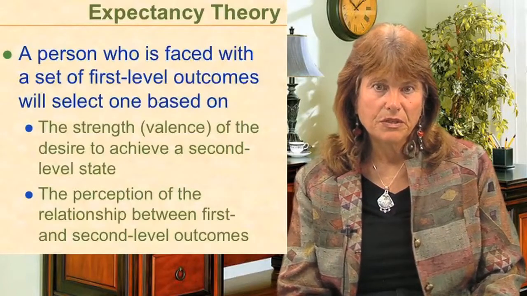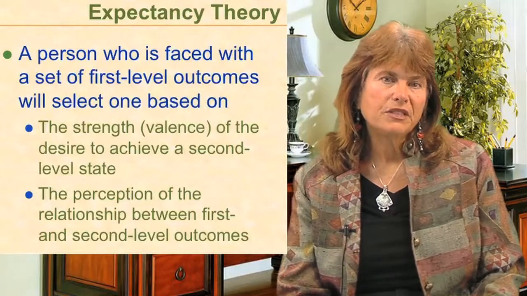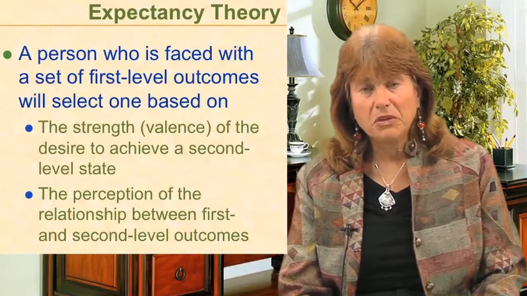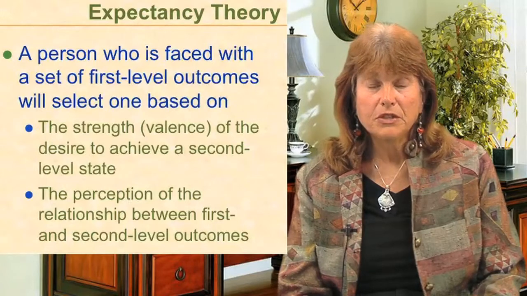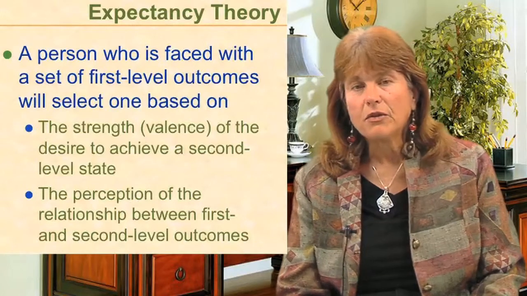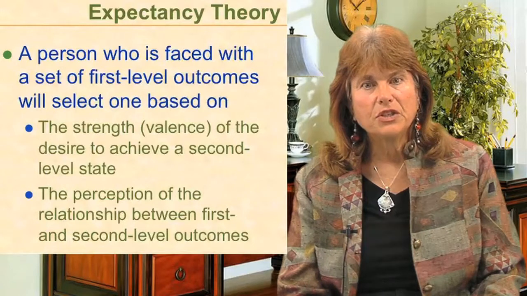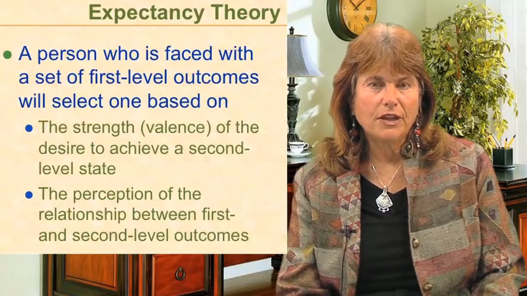Some of the research is still being done in this particular area. They talk about first-level outcomes and second-level outcomes. If I expect that I'm going to get $1 million for running a marathon, I'm going to go out and probably do that. If I think they're kidding me, I may not train for it. So the person will select a strength, a desire to achieve a certain level state. The perception of that relationship becomes a first and second level outcome. So if I do this action, am I going to actually get the reward? That's part of when they start identifying levels.